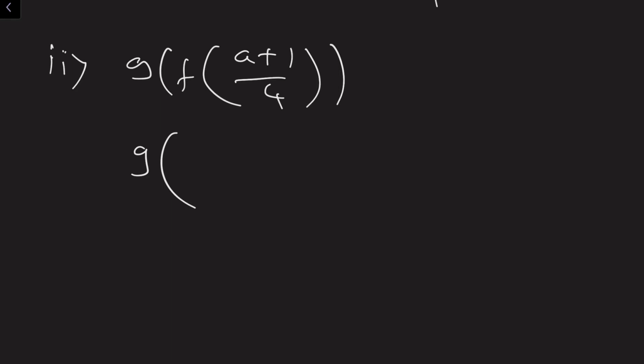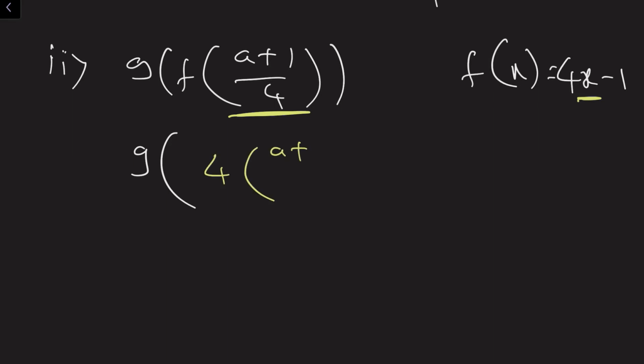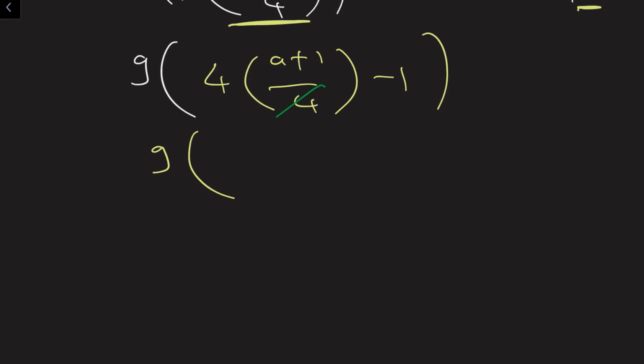F of x is given as 4x minus 1. Now in the place of x, we need to substitute this a plus 1 by 4. So 4 into, in the place of x, a plus 1 by 4 minus 1. Then it will become g of, here 4 will get cancelled, so we are left with a plus 1 minus 1. Plus 1 minus 1 also gets cancelled, then we are left with g of a.